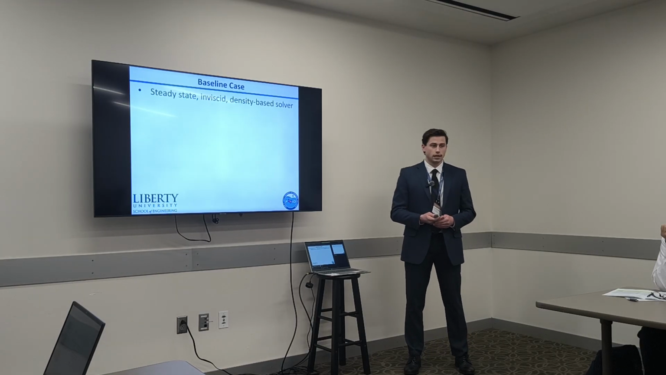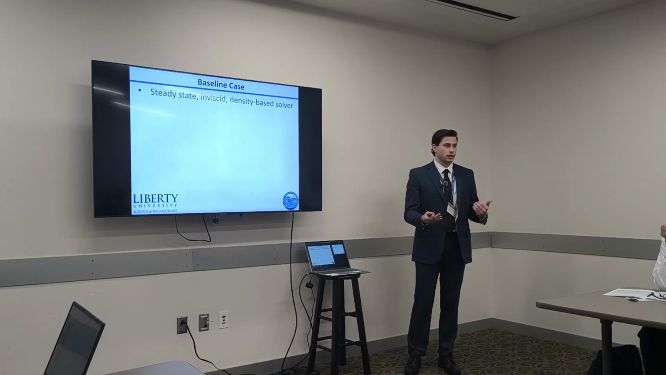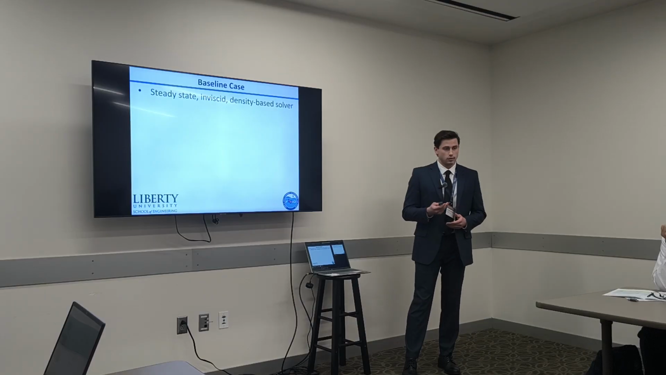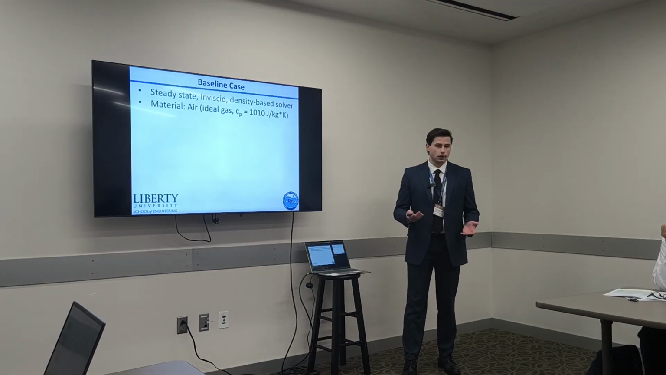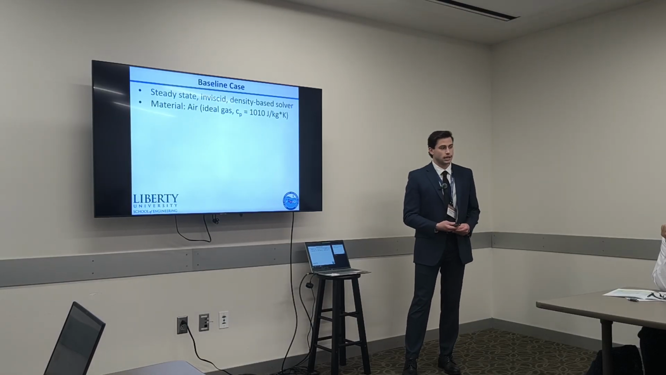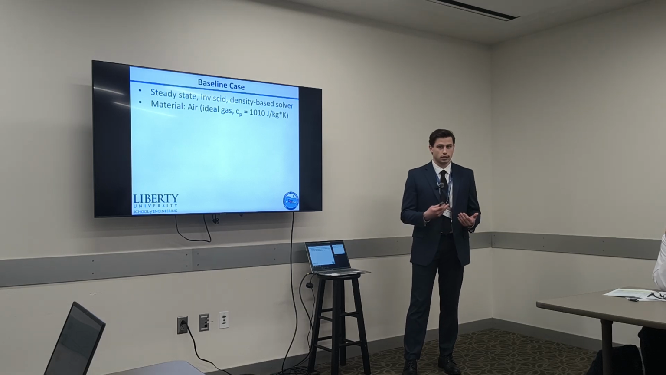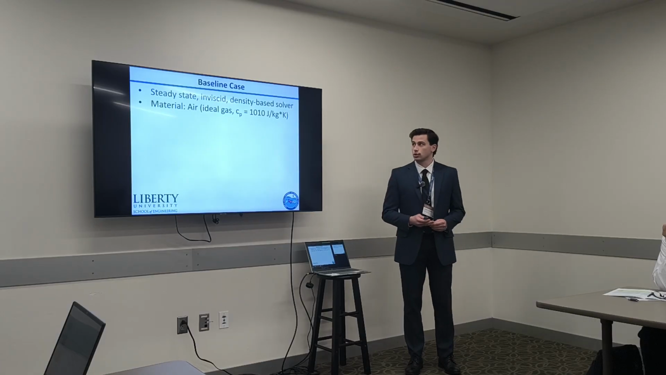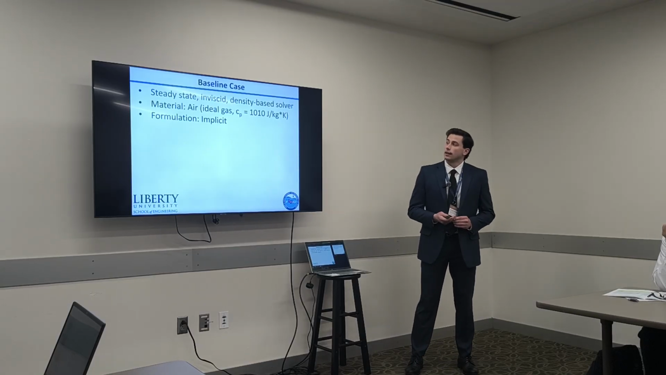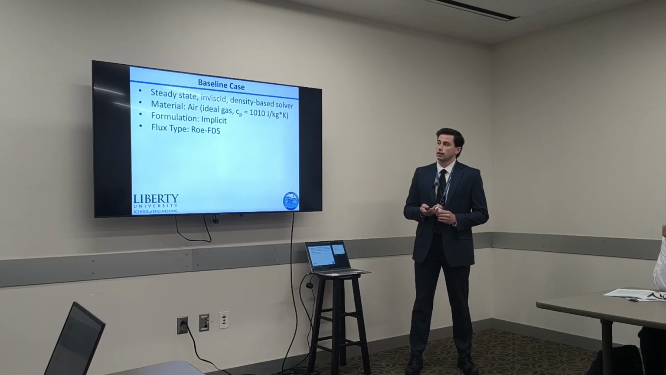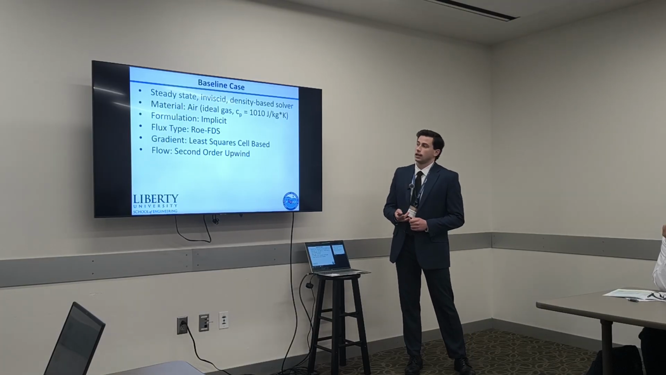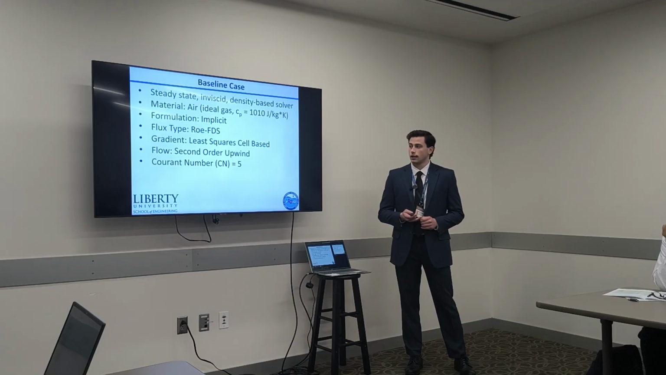This is our baseline case in Fluent that we used. We based all of our following simulations on it. We used a steady state inviscid density-based solver, and we used air as our material. We treated it as an ideal gas, which is how we solved for the properties, with a specific heat of 1010 joules per kilogram Kelvin. Then we used an implicit formulation, a Roe-FDS flux type, a least squares cell-based gradient, second order upwind flow, and a Courant number of 5.